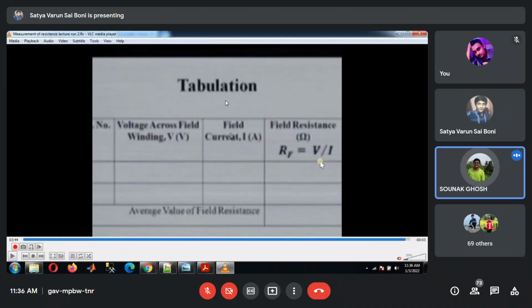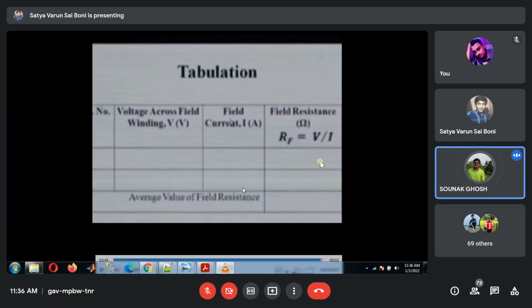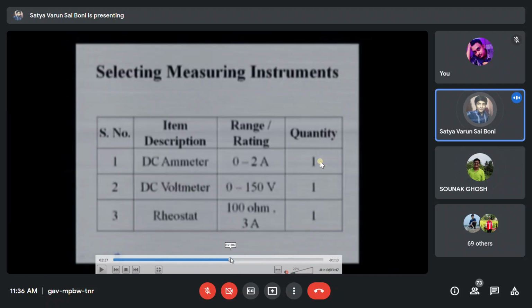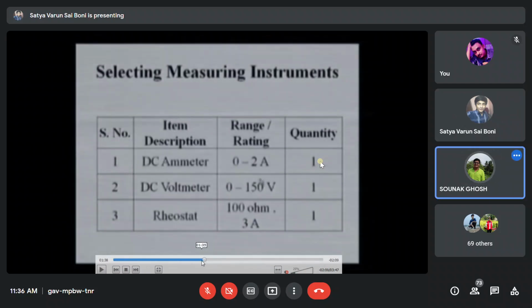Sir, can you quickly repeat the field resistance method? I actually got disconnected a little. So, can you just quickly repeat that one? Okay, the field resistance, okay. Yes, sir. Only the field resistance method.